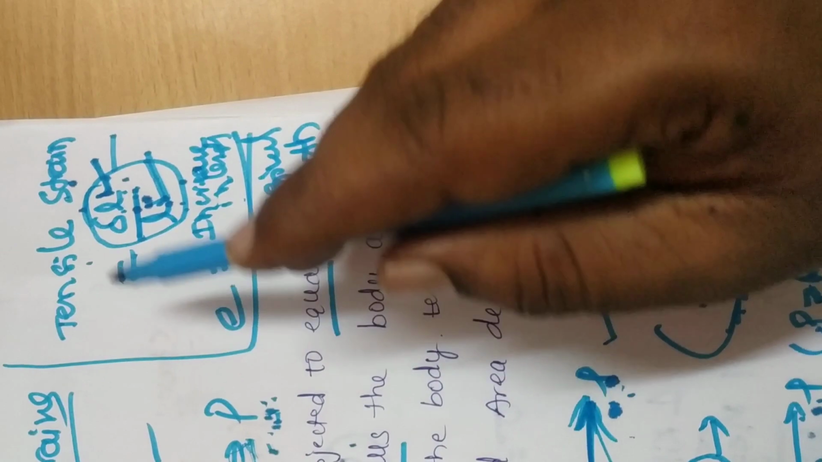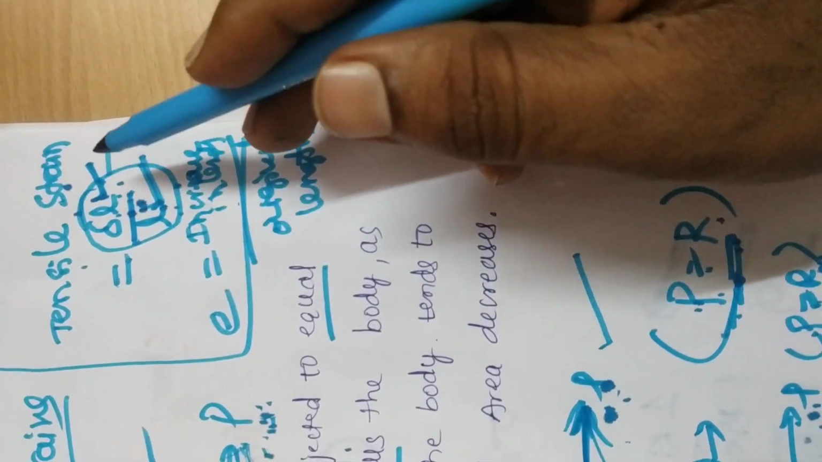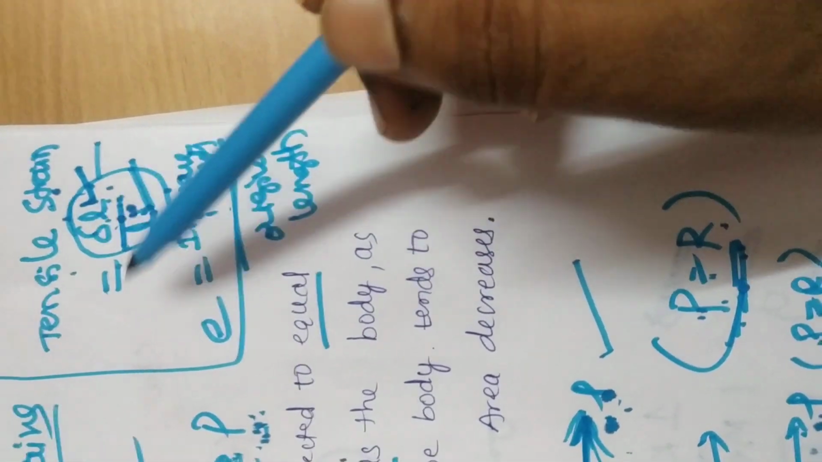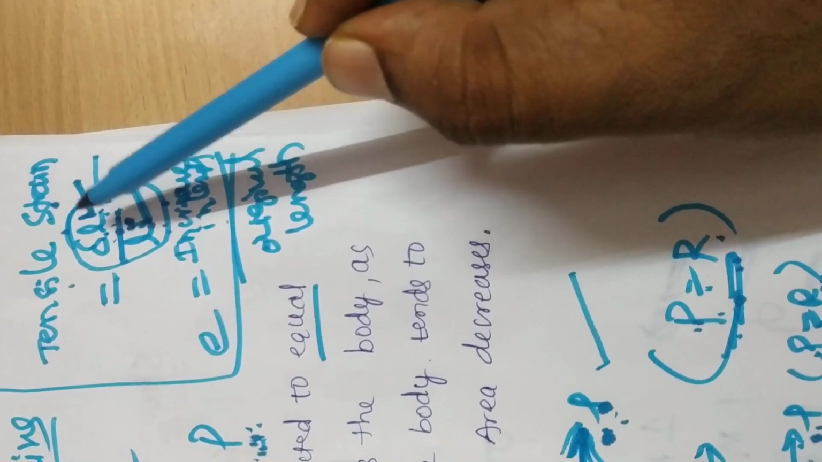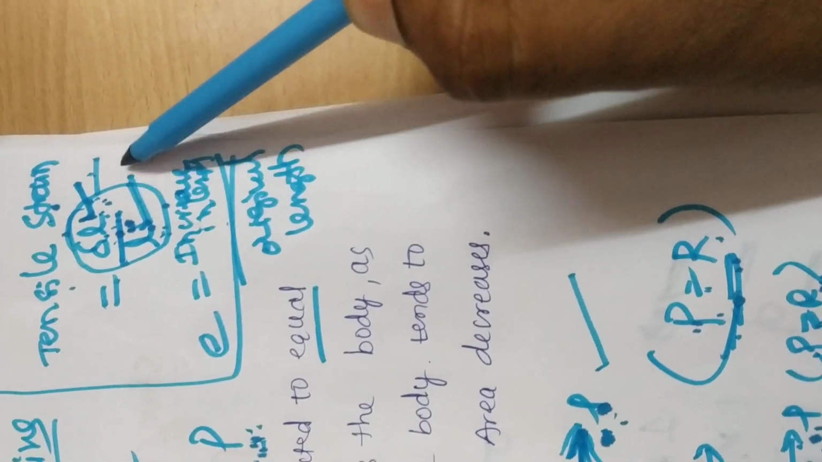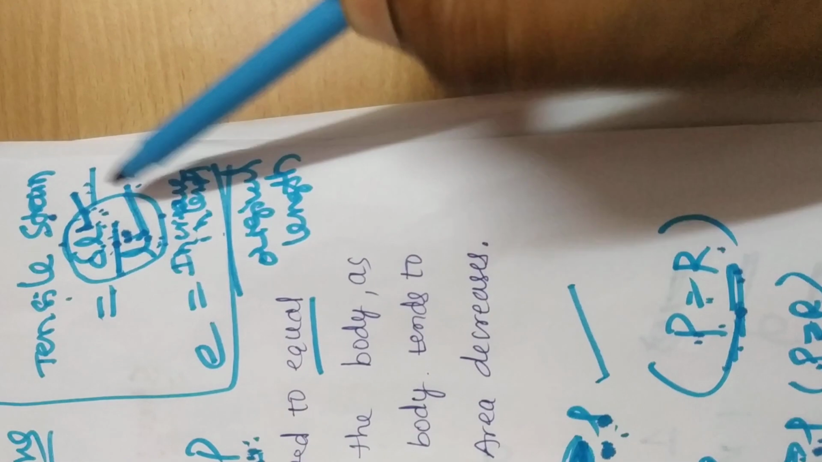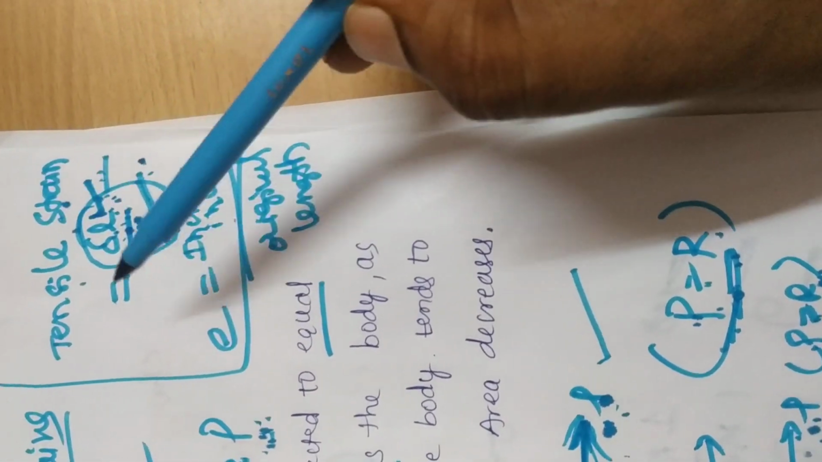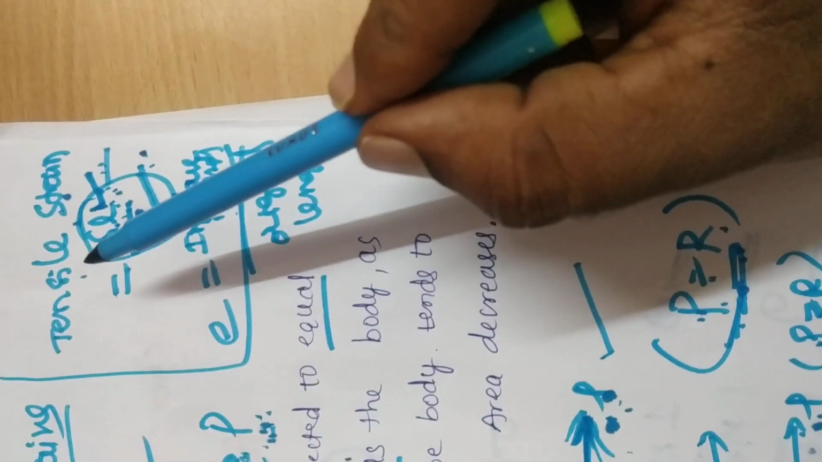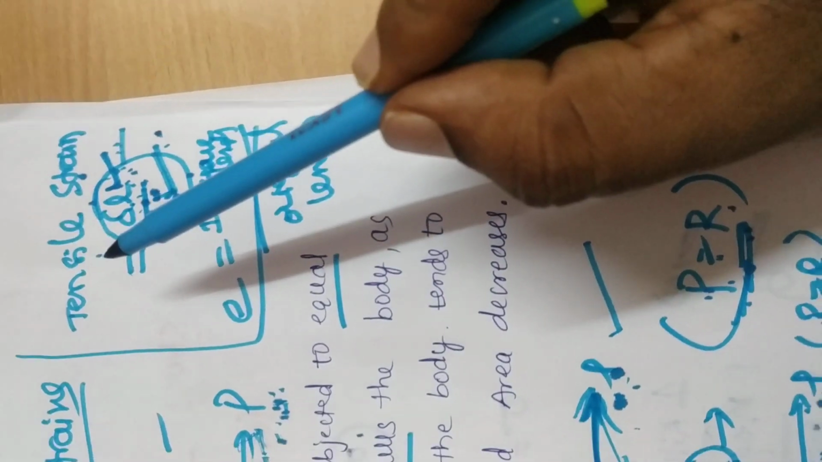For tensile strain there are no units, because delta L means change in length, and the next one is L, length. Length by length cancels. So there are no units for tensile strain.